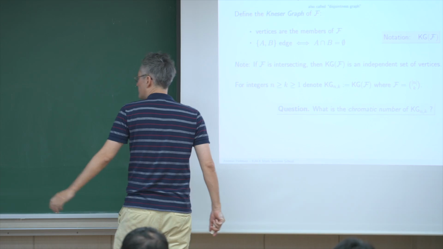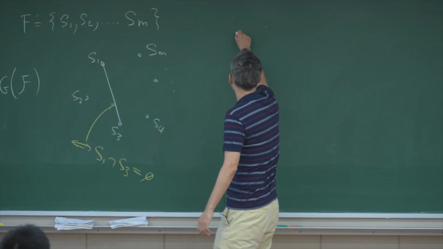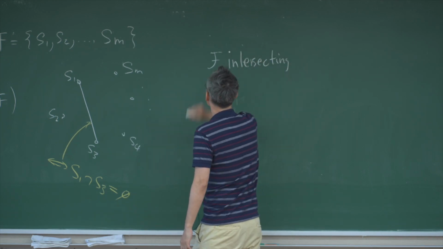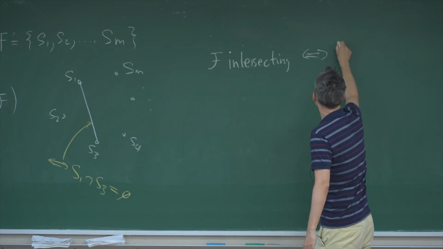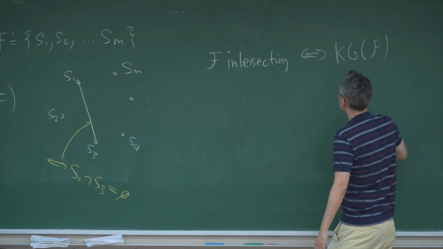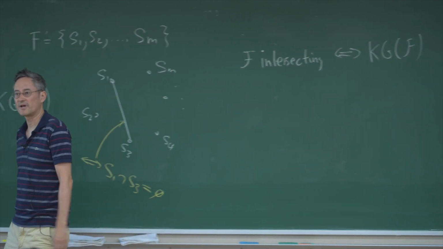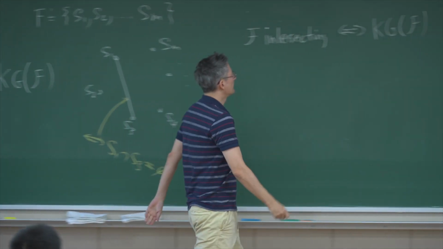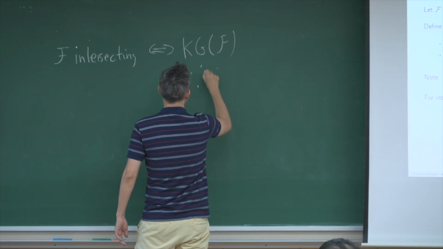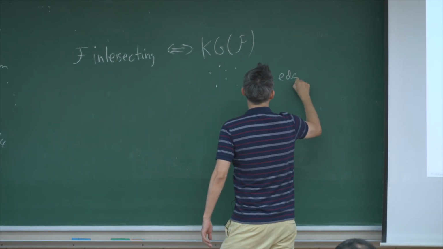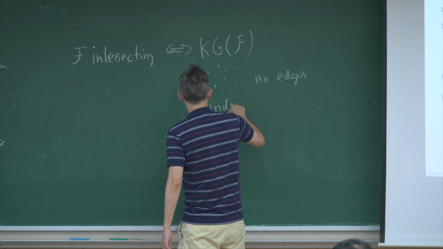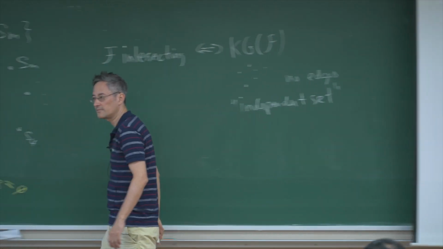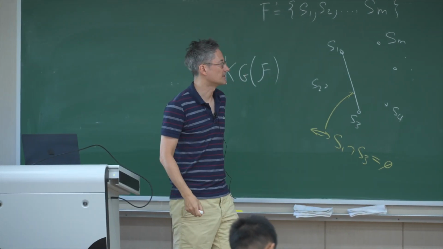Now, suppose F is an intersecting family. So F intersecting. What does it mean about the Kneser graph of F? How many edges does the Kneser graph have if your family is intersecting? No, 0. 0 edges. So then this just consists of vertices, no edges. Sometimes we call that an independent set. Okay? Call that an independent set of vertices.